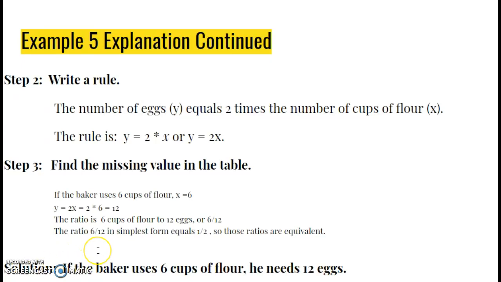That particular ratio is not in simplest form, so we're going to go ahead and find the equivalent ratio that is in simplest form. We know that 6 is half of 12, so the correct answer for this particular problem would be for every 1 cup of flour, there's going to be 2 eggs. So if the baker uses 6 cups of flour, he needs 12 eggs.